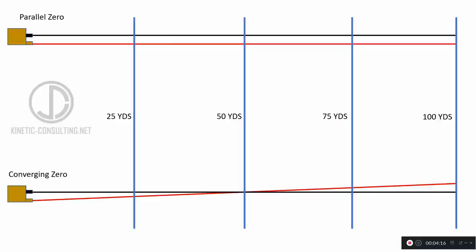Remember, gravity has an effect on bullets. It does not normally have an effect on lasers. Other things have effects on lasers. So, moving along, the actual point of aim and point of impact we'll discuss in the next slide or so. But you just need to understand your laser on a parallel zero travels parallel to your line of bore or your line of sight. So no matter where you aim, it's going to be relatively the same spot for relatively the same hits, depending on what you're doing.